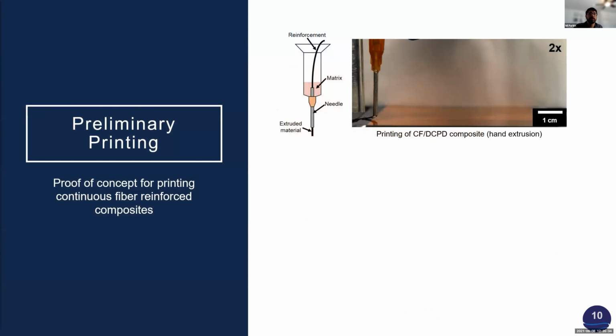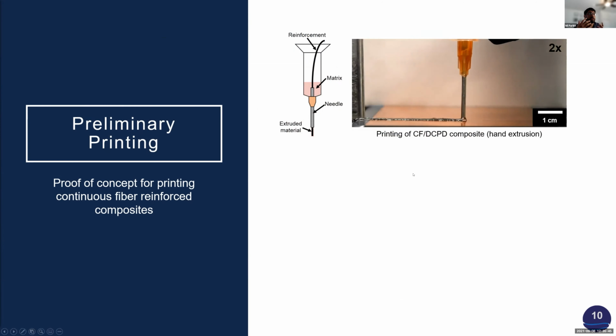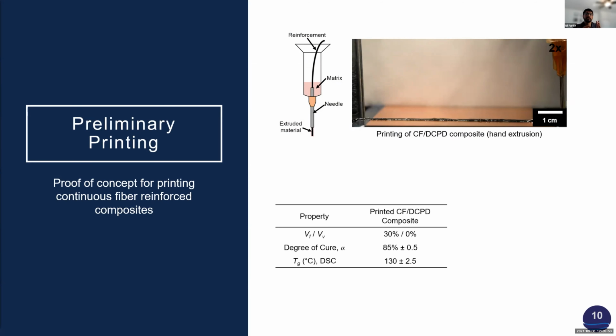And so some preliminary work towards the printing of this, you'll see on the video in the upper right-hand corner, the fiber itself is held down initially, and then that material is deposited onto a heated substrate, which then subsequently cures. And once that's fully cured, you'll see that we get properties around a volume fraction of about 30% with a moderate degree of cure of 85% and a Tg of around 130.